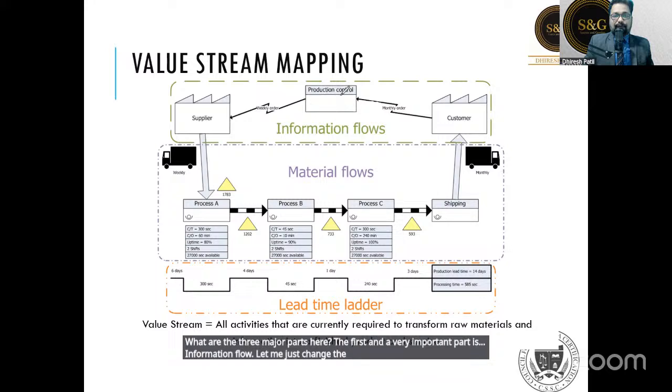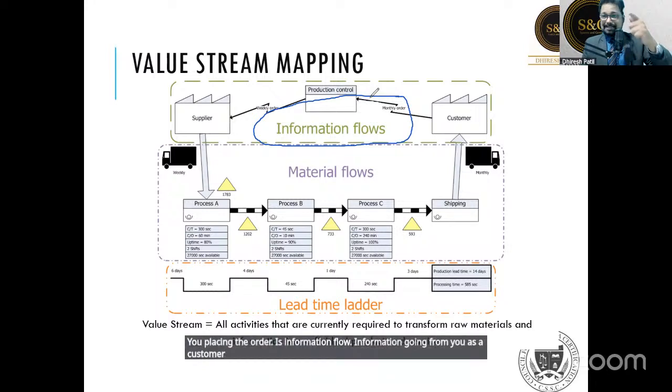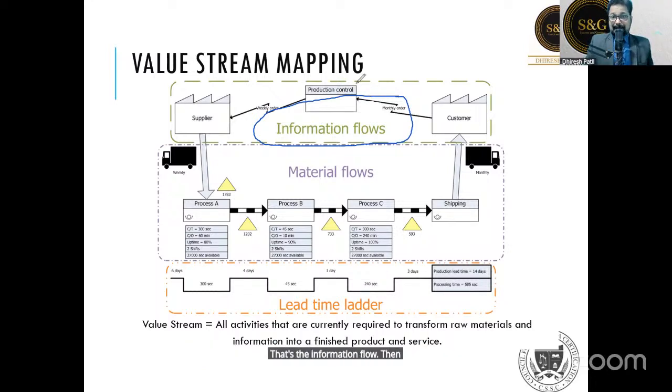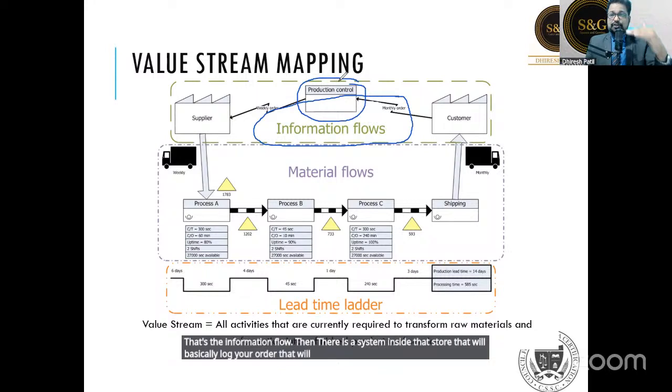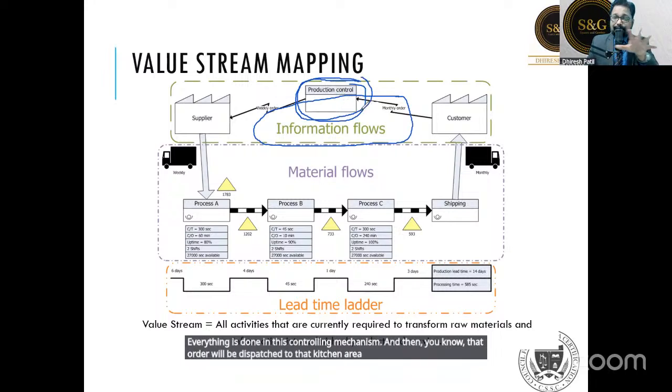Information flow. What is information flow? You placing the order is the information flow, information going from you as a customer towards that store. Then there is a system inside that store that will log your order, give the sequence of that order, and check whether the required material for that order is available in the store or not. Everything is done in this controlling mechanism. And then that order will be dispatched to the kitchen area. So this is called the information flow.